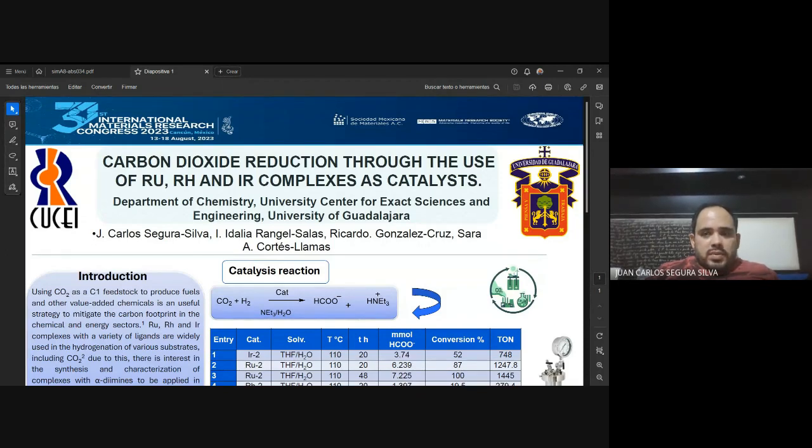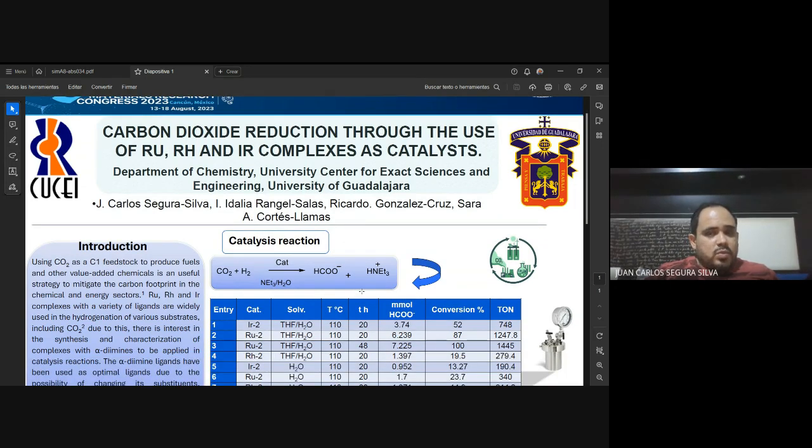I am going to present my poster with the name: The carbon dioxide reduction through the use of ruthenium, rhodium, and iridium complexes as catalysts.